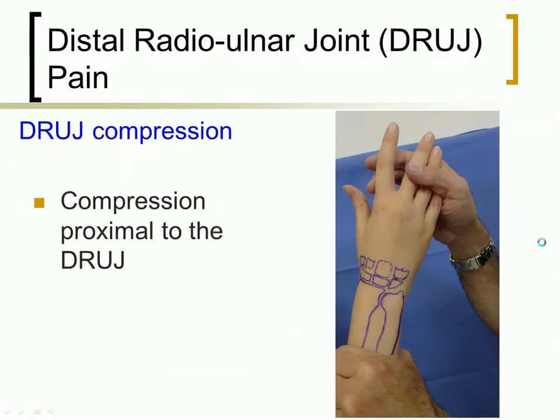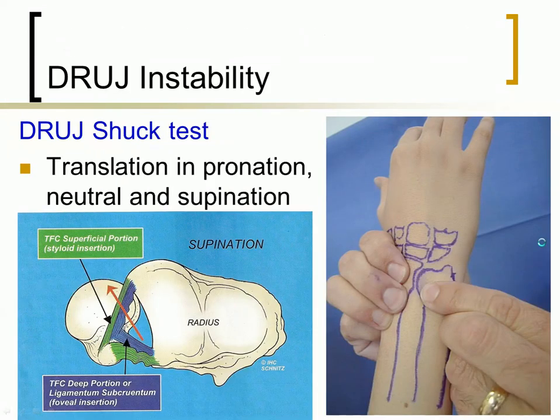The DRUJ, the distal radial ulnar joint, can get inflamed, arthritic, or become unstable. This compression test is for pain from the joint for any of these conditions. Instability of the DRUJ needs to be checked in pronation, neutral, and supination.